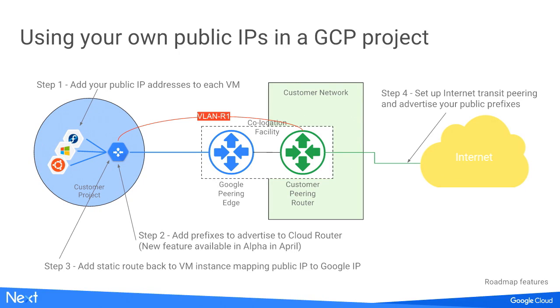And finally, you'd set up your router so that it advertises those prefixes to the rest of the world. And that is a method for getting public IPs that are your own into the Google infrastructure. Because today, the only way you can use a public IP is if you take something out of our range.